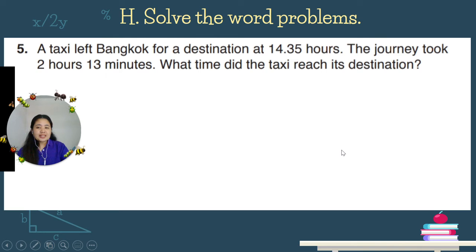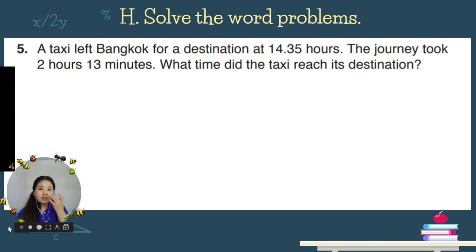A taxi left Bangkok for a destination at 14:35 hours. The journey took 2 hours and 13 minutes. What time did the taxi reach its destination? Again, a taxi left Bangkok for a destination at 14:35 hours. The journey took 2 hours and 13 minutes. What time did the taxi reach its destination?